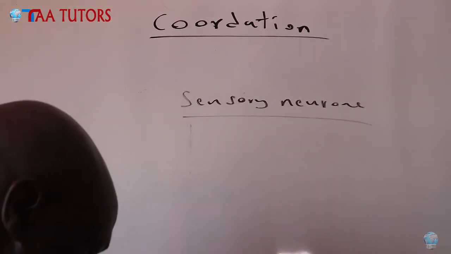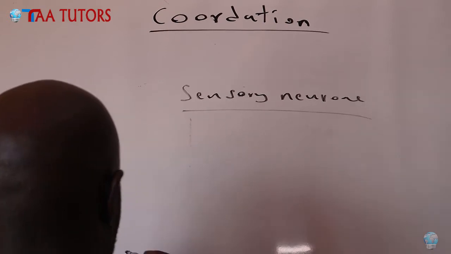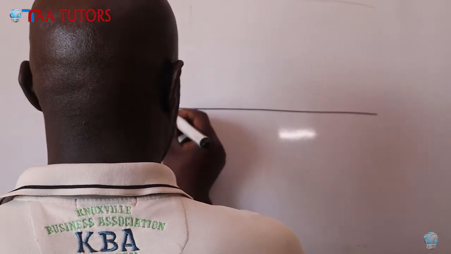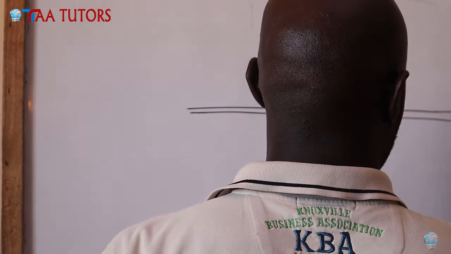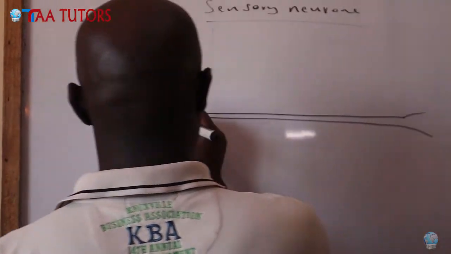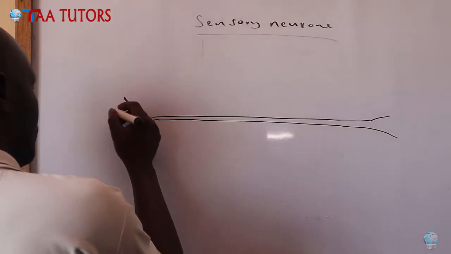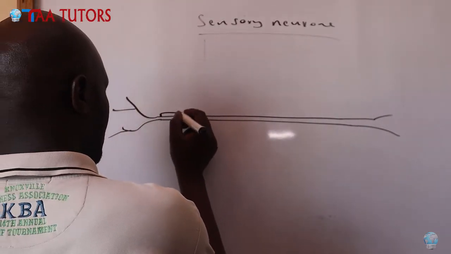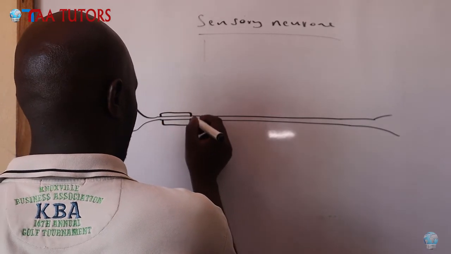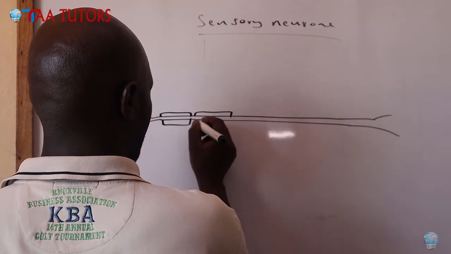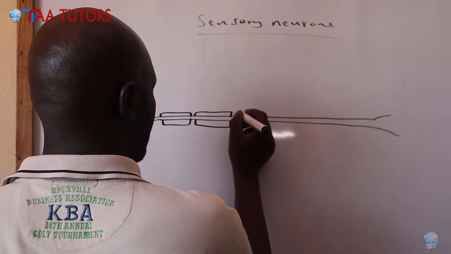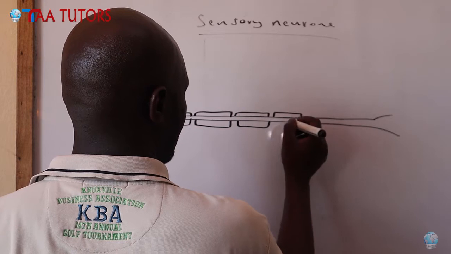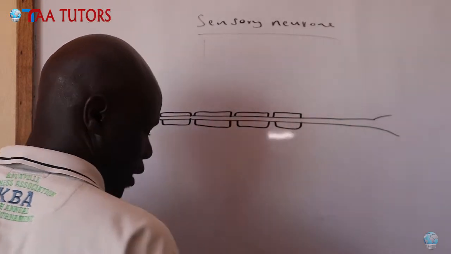This is the cell that I'm talking about. So this is my cell. This is called the sensory neuron. These are the basic parts, components of the neuron. So the neuron has got a layer that looks like this. If you look at it keenly, this thing is not continuous. It has got some disruptions, like I am indicating there.